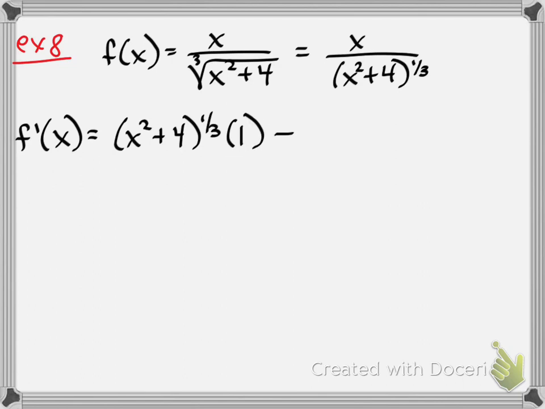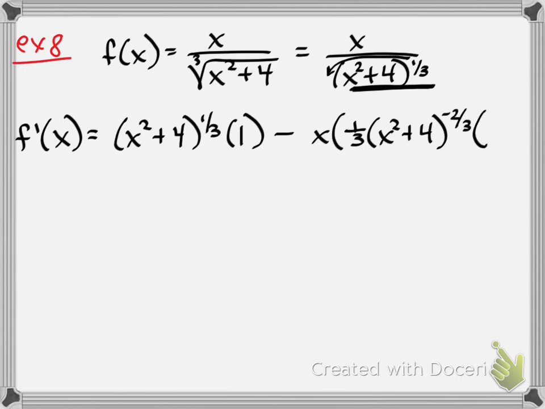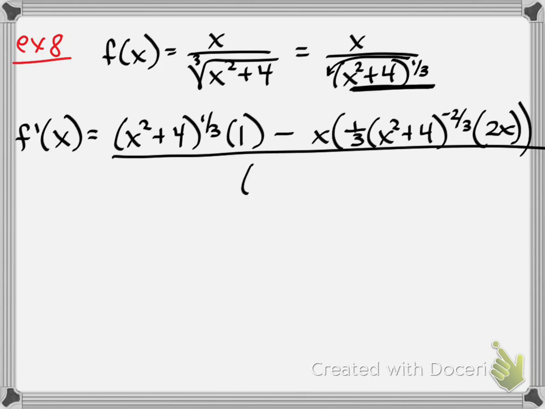So low d high minus high d low. When we've got to take the derivative of this, it's an inside function with an outside function. So take the 1/3 down to the front of the x squared plus 4 to the 1 less power times the derivative of x squared plus 4. All over low squared.